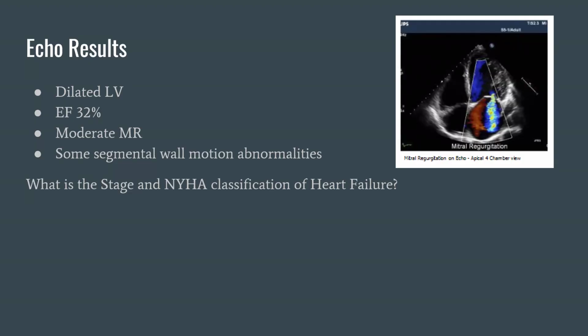The moderate MR, do we think that's secondary MR? Yeah, right? Because it's dilated, so the annulus probably pulled apart, and now they have the mitral regurgitation murmur. Some segmental wall motion abnormalities. Do we think maybe they could have had an old MI, right? Sometimes we will see it present like this. Someone has high blood pressure chronically, they present with heart failure, and maybe the underlying reason was an old MI.